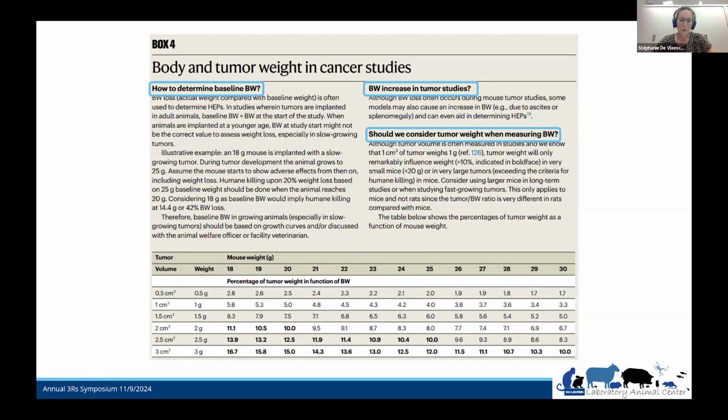And you can see here in this table, assuming that 1 cubic centimeter is 1 gram for a tumor, that the figures in bold only become an issue when you have really big tumors, and especially in very small mice. So that should be taken into account also if you use animals that are not 18 grams and let the tumor develop bigger.